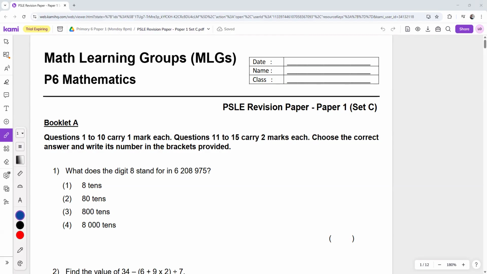Now, the paper one today is going to be a bit challenging, so we will take a while to go through. You may end about 9:15. There are some PSLE questions inside, so let's see whether you can get those questions correct. Okay, let's start. Question one.